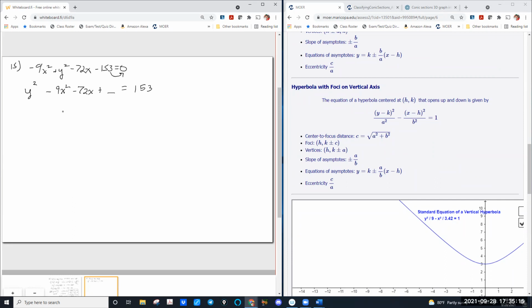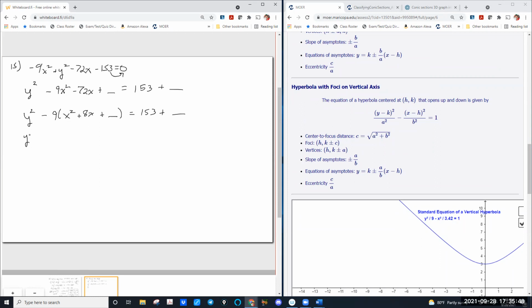All right. So we only have to complete the square on the x, but if there was another y term, we would do it for the x and the y. So y squared, and factor out any coefficient on the squared term. So I'm going to pull out the -9. So I've got x squared plus 8x plus something equals 153. Again, whatever we're doing on this side, I've got to do on this side. Okay.